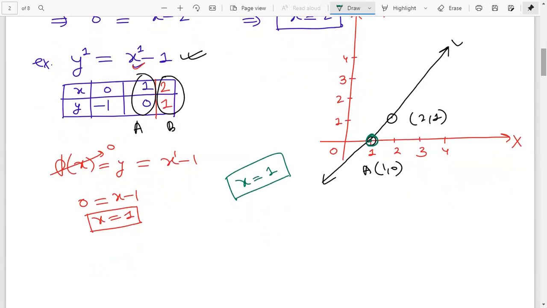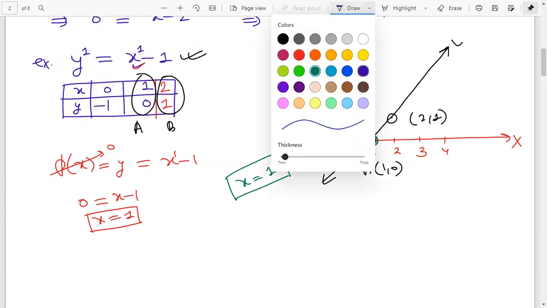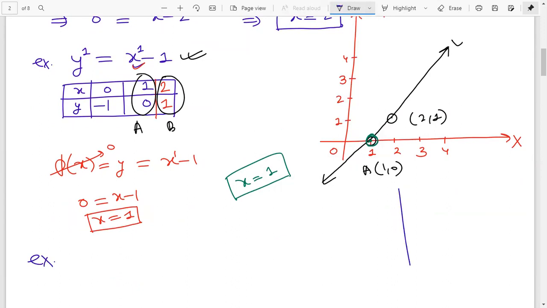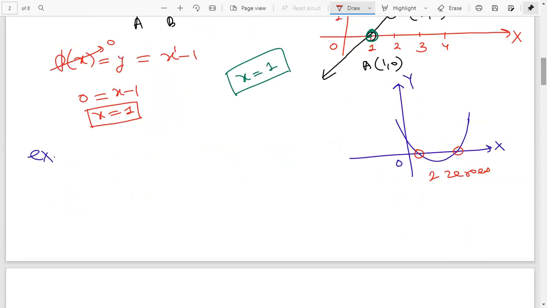Similarly, suppose a graph like this is given in the textbook, and there are a number of questions. From the graph only we can know 2 zeros will be there, this point and this point. If the question asks how many zeros, it is 2 zeros, because this graph is cutting the x-axis at 2 distinct points. So we understood this concept.